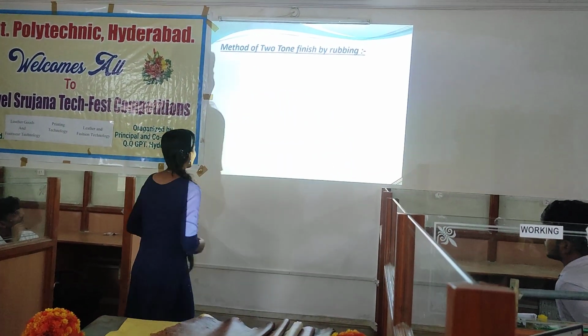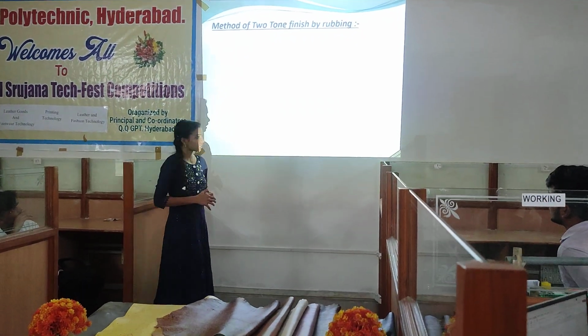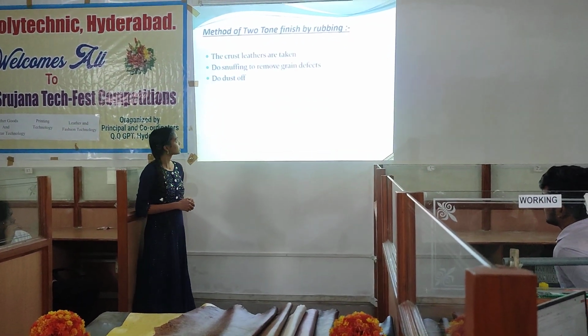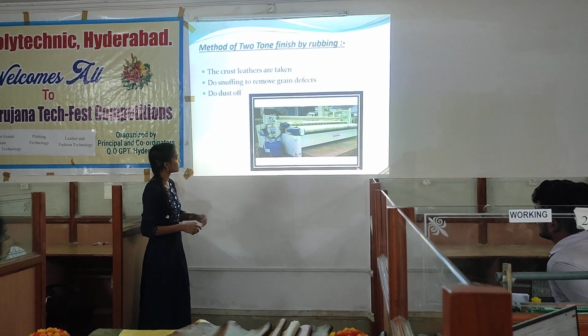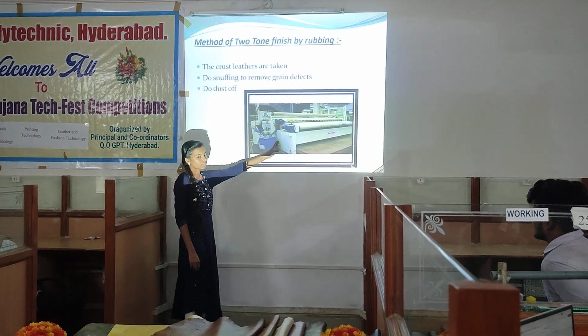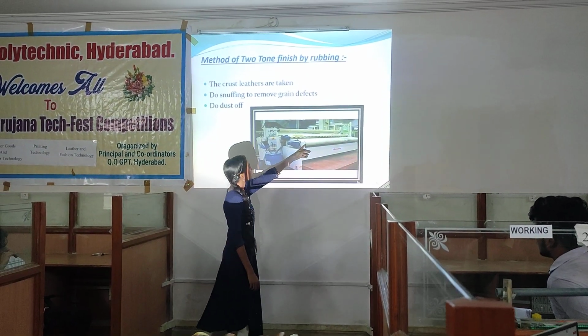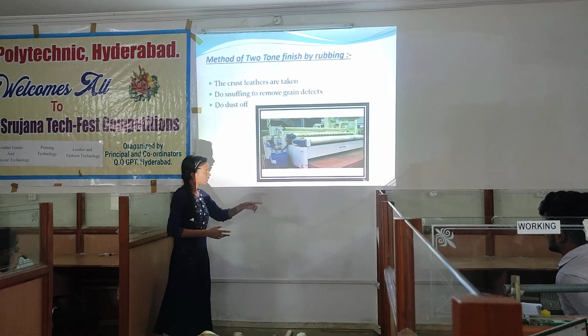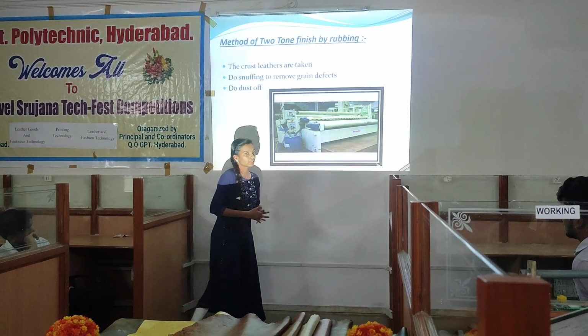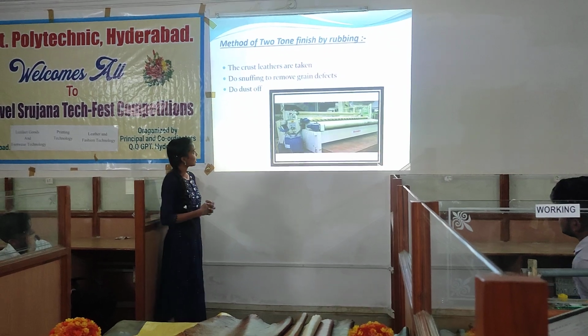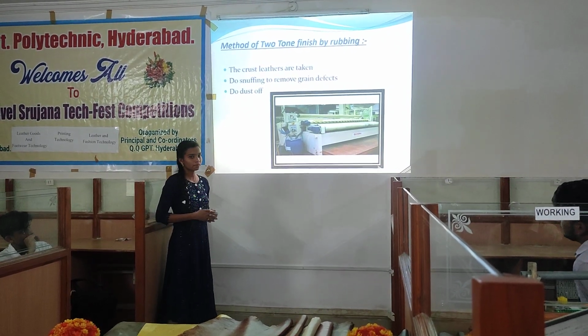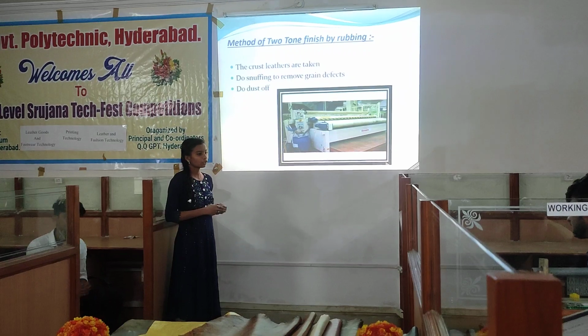Next we will see the method of the rubbing technique. The crushed leathers are taken and we do buffing. This is the buffing machine. We will keep the leathers into it. The leathers are rubbed with these blades, so the leather will become soft and smooth. After the leathers become soft and smooth, we can give the equal shape to the leather.